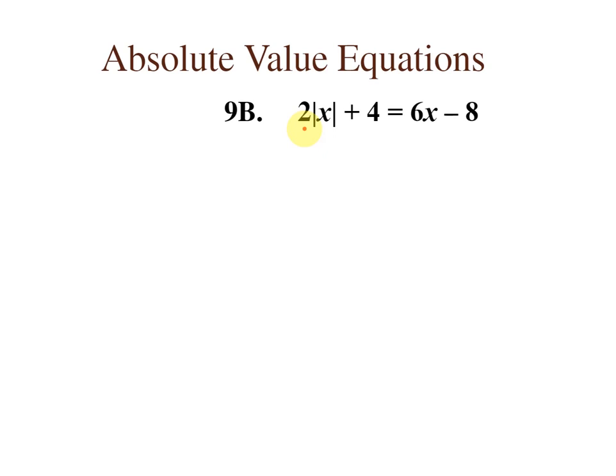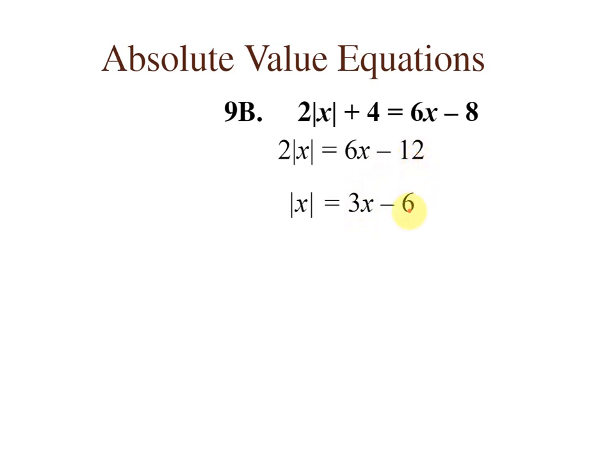So in this equation, 2 times the absolute value of x plus 4 is equal to 6x minus 8. What we're going to do is subtract 4 on both sides. Negative 8 minus 4 is going to be negative 12. And then I'm going to divide both sides by 2 to get the absolute value by itself. And when I do that, I'm going to have the absolute value of x, this divided by 2 is 3x, and negative 12 divided by 2 is negative 6.